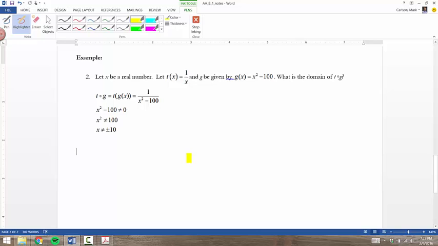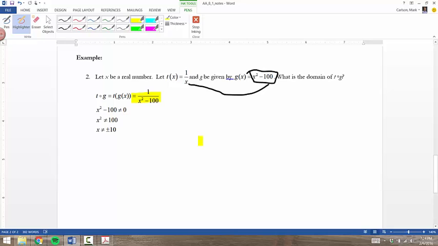So if I have two functions, t of x is equal to 1 over x, and g of x is equal to x squared minus 100. Okay, what we want to know is what is the domain of t of g. Alright, so the first thing I'm going to do is find t following g, or t of g of x. To do that I'm going to put x squared minus 100 right here, and I'm going to plug that in for x right over here in t of x. Now when I do that, I'm going to come up with this function right here. So this is the function t of g of x.